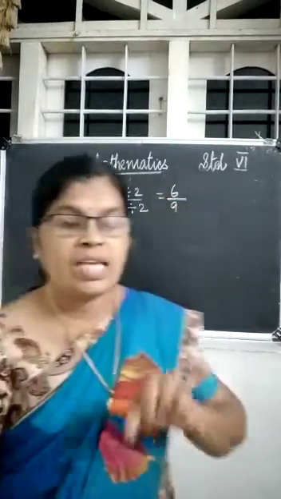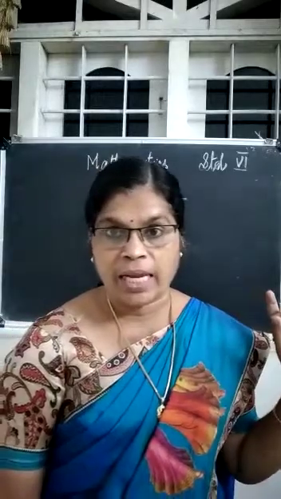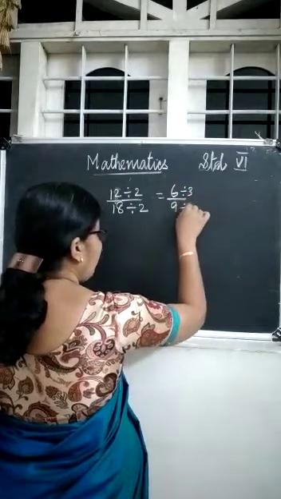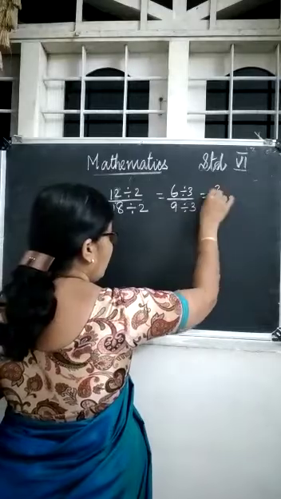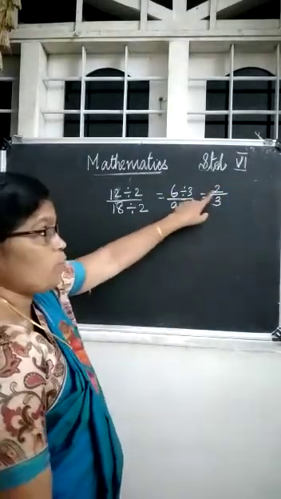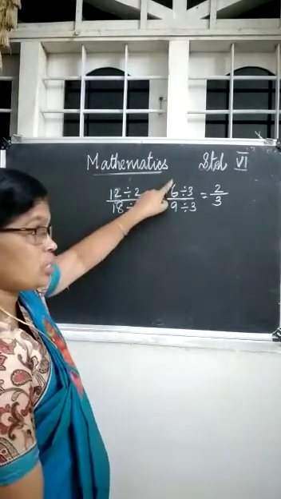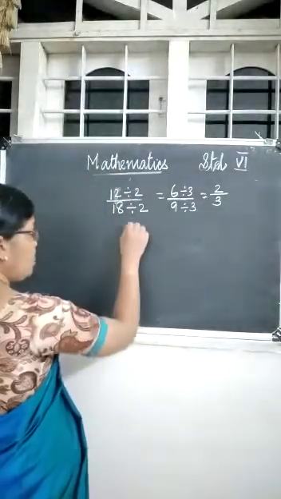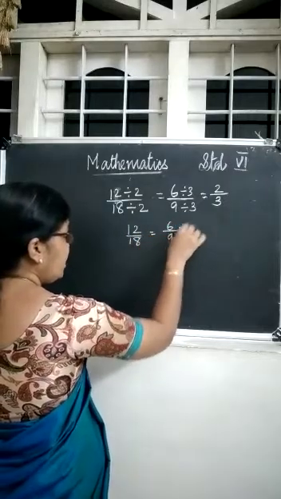Again you see 6 and 9, both these numbers are multiples of 3. We can divide by 3, right? So let us divide these numbers by 3. 6 by 3 and 9 by 3. What is 6 by 3? 6 by 3 is 2 and 9 by 3 is 3. 3 3s are 9. See here, 2 by 3 we got. 2 by 3 is the equivalent fraction of 6 by 9 and 6 by 9 is the equivalent fraction of 12 by 18. Here we know that 12 by 18 is equal to 6 by 9 is equal to 2 by 3.